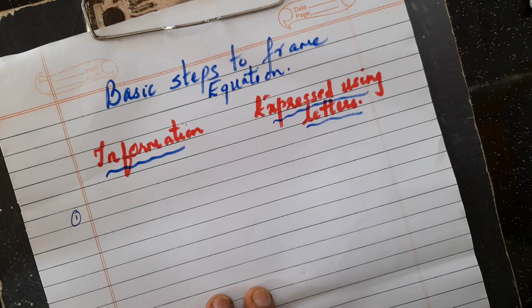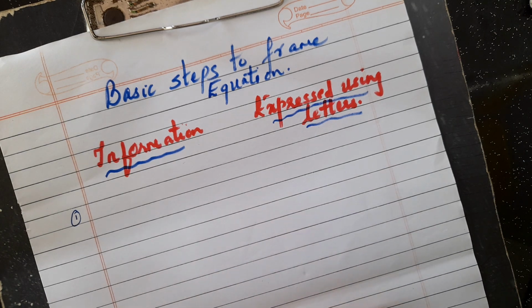an unknown term is represented by any variable, like any alphabets, right? We use any x, y, z, p. So we are using alphabets to denote some unknown terms.